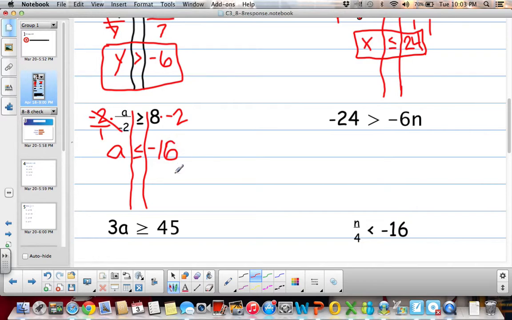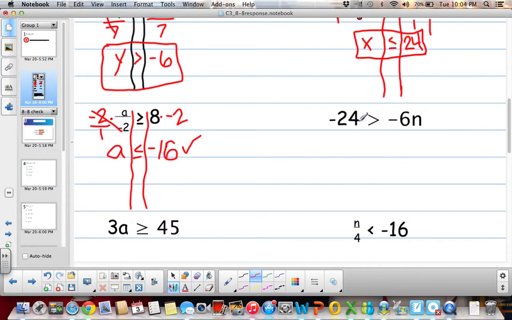So let's put in one to check. A number less than or equal to negative 16 would be negative 20. So if we put negative 20 divided by negative 2, we would get 10, because negative divided by a negative is positive. So 10 is greater than or equal to 8, so that checks.